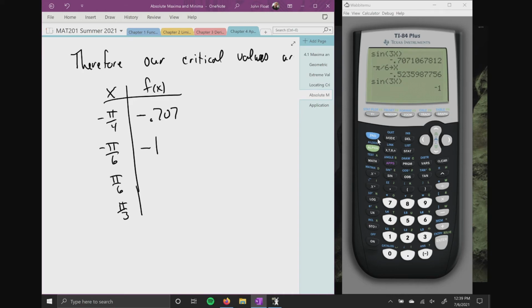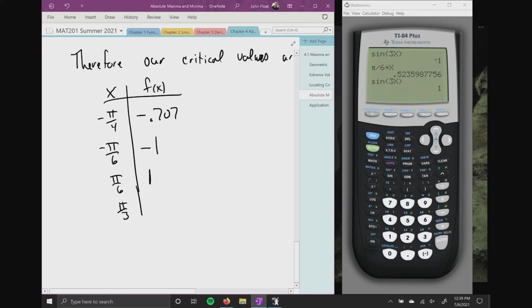Pi over 6. Store in x. And then second enter, second enter. That's going to be positive 1.